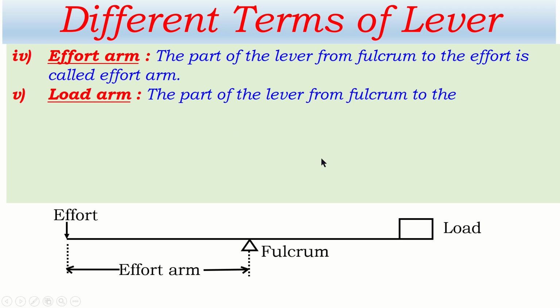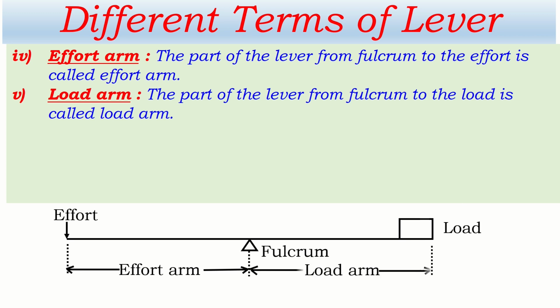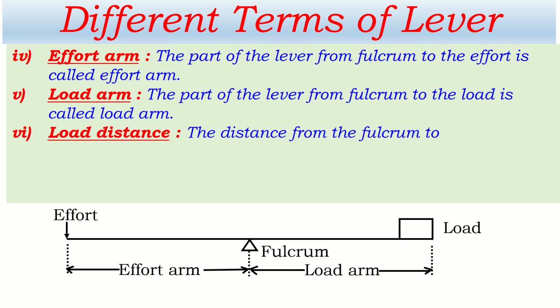Load arm. The part of the lever from fulcrum to the load is called load arm. This part of the lever is called load arm. Fulcrum to the load. Okay, now the next term, load distance. The distance from the fulcrum to the load is called load distance.